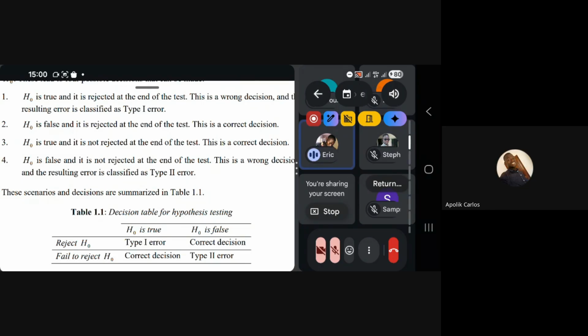Hello, madam. I want to give an example. Yeah, Eric, go ahead. Assuming a researcher claimed that about 30% of the class is brilliant, and at the end he found out that about 70% of the class is brilliant. So he decided to reject the research. That is the example of the second.